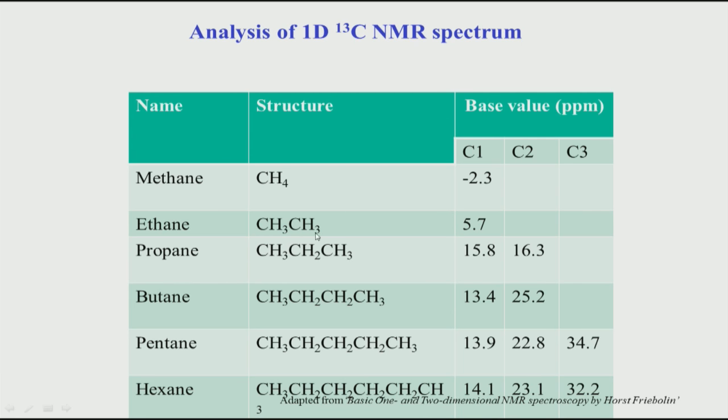So, suppose you have an ethane molecule. For ethane, for the C1 carbon, this carbon or this carbon, the base value is considered as 5.7. Now, look at propane. In this case of propane, this and this are C1 and the middle carbon is C2. If you are analyzing the chemical shift of C1 carbon, then you consider a value of 15.8 as base value, but if you are considering the middle carbon, which is C2, then for that carbon you should start from a base value of 16.3 and then you keep adding based on the substitution wherever it is present, that we will see.